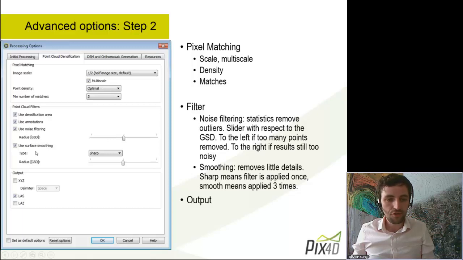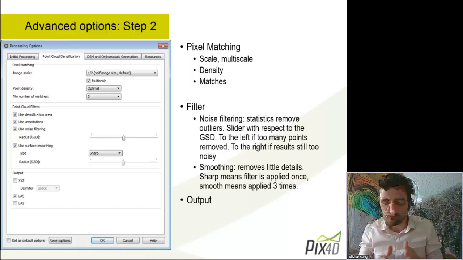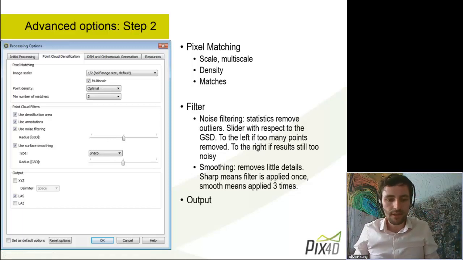The second filter is about surface smoothing. And what basically is going to happen is that it's going to remove little details, because most of the little details are mostly noise rather than actual real features of the terrain. The setting here is going to allow you to choose how often you want this filter to be applied. By selecting sharp, it's going to try to remove objects only once. By selecting smooth, it will do multiple iterations of this algorithm over your data sets.